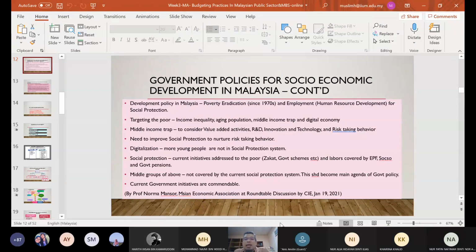Okay, I think I did explain in the previous class. Actually, if you look at the third point there, to consider value-added activities. I think what happened is Malaysia should focus on the high value-added activities. In other words, focusing on advanced technology, economic activities that can generate high income. Okay. I think that should be the focus.